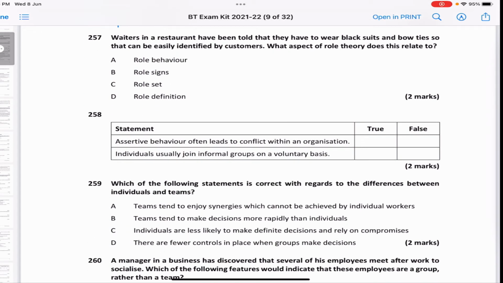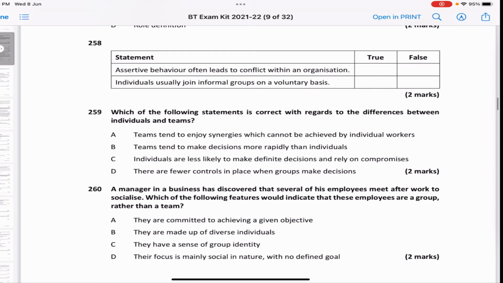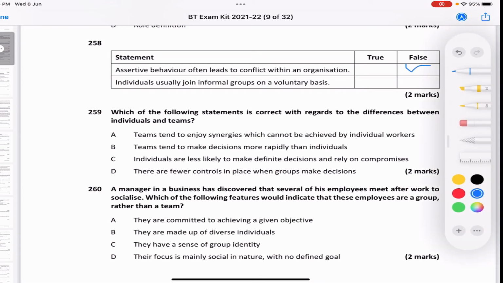Waiters in a restaurant have been told that they have to wear black suits and bow ties so that they can be easily identified by the customers. So, what is that? That is something which is related to the role sign so that we're able to identify them clearly. Assertive behavior often leads to a conflict within an organization. That is not true. Assertive is being nice.